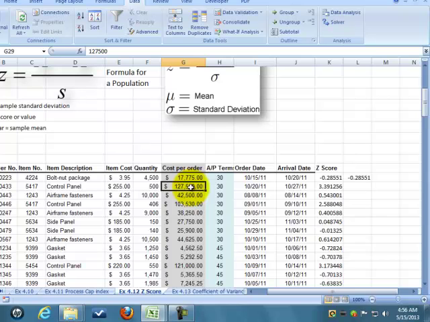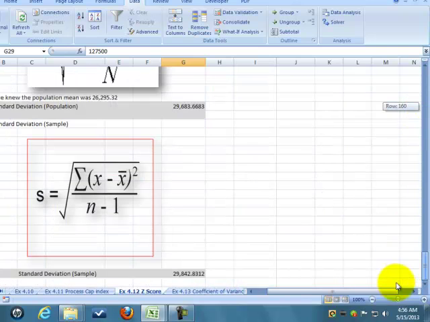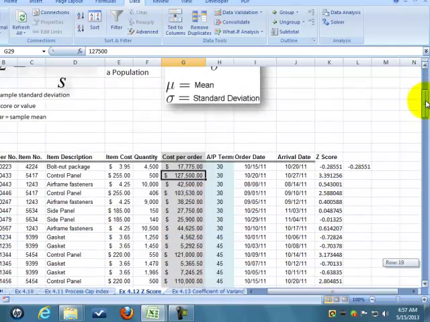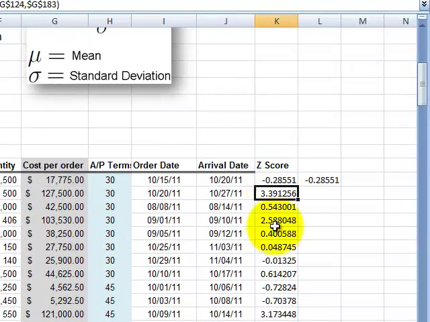127,000 is much bigger than our mean of 26,000. And what did we say our standard deviation was? Our standard deviation was about 30,000. So that would make sense. 3 standard deviations, 90 plus the mean, yeah, this is going to be about 3 standard deviations. Notice this one, 42,000, is going to be to the right of our mean. 103,000, 2.5.